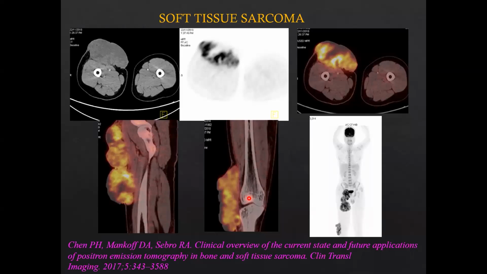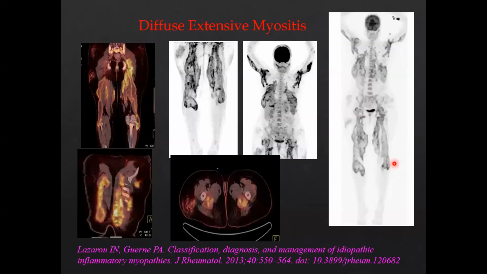So rest of the body is absolutely normal. So this was for staging. This is a very interesting case. It was a diffuse extensive myositis patient. Extensive. You see this, there is inflammation with linear collections involving all the muscles of the body.